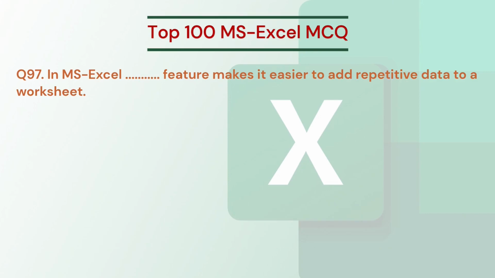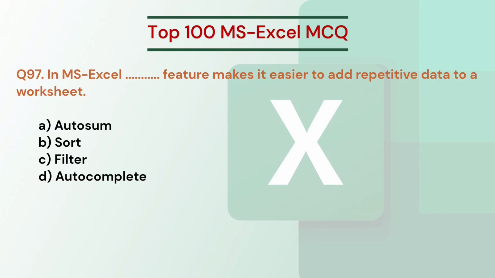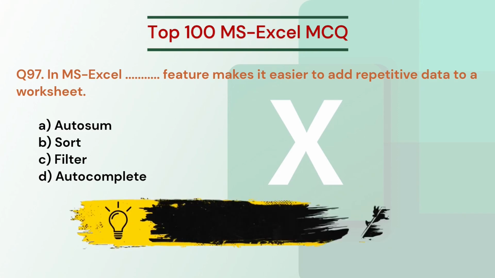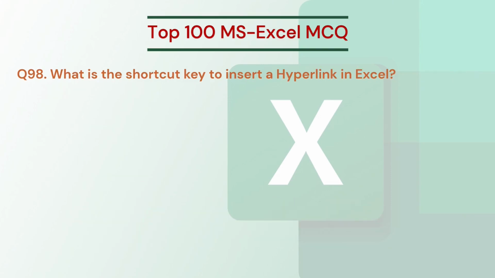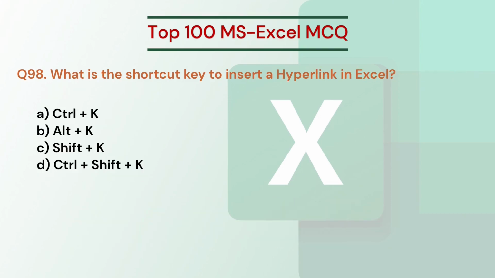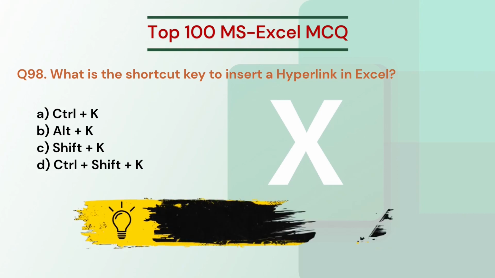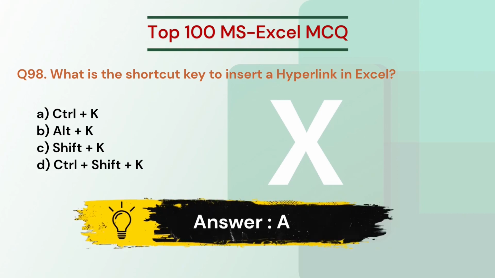In MS-Excel dash feature makes it easier to add repetitive data to a worksheet. A. AutoSum. B. Sort. C. Filter. D. Autocomplete. Correct answer is D. Autocomplete. What is the shortcut key to insert a hyperlink in Excel? A. Control plus K. B. Alt plus K. C. Shift plus K. D. Control plus Shift plus K. Correct answer is A. Control plus K.